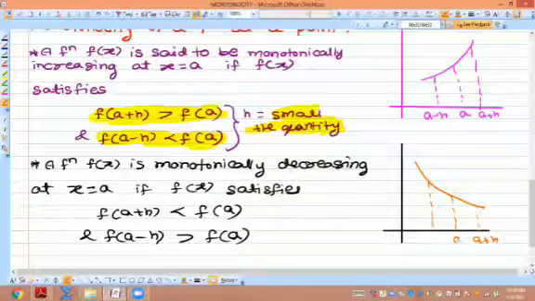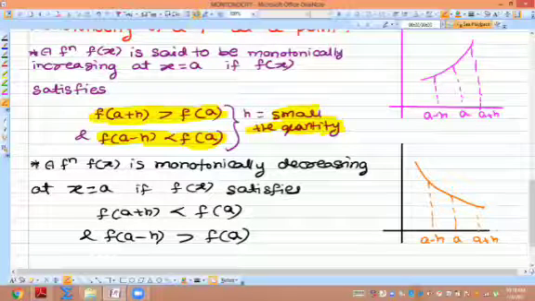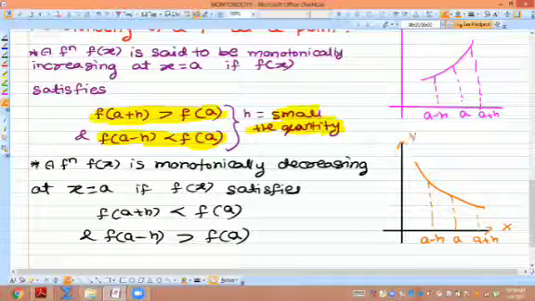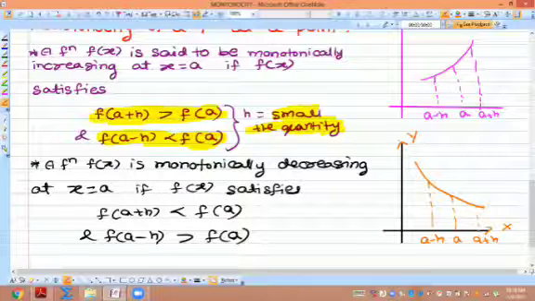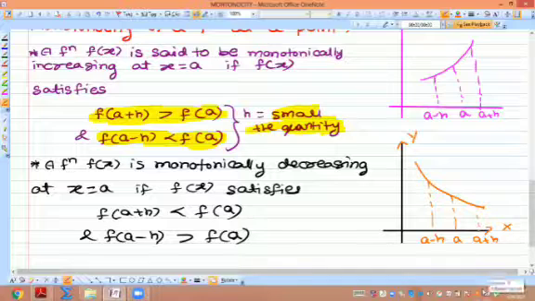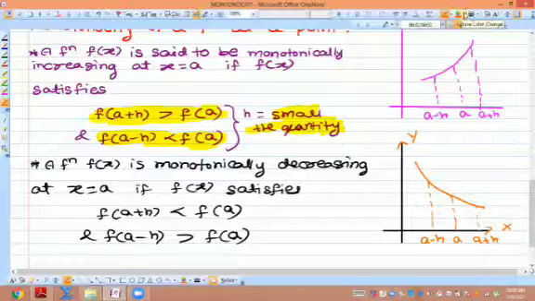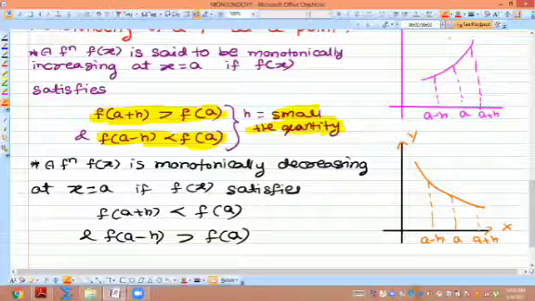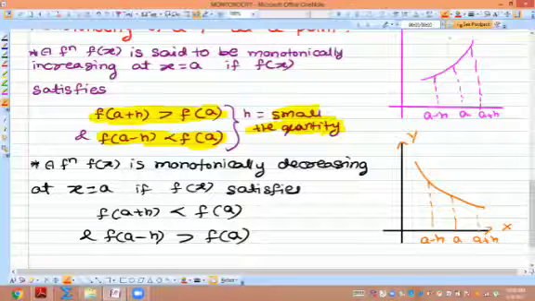A plus h, A minus h. Okay, no? In this way we can tell. All of you clear, no? Check it.